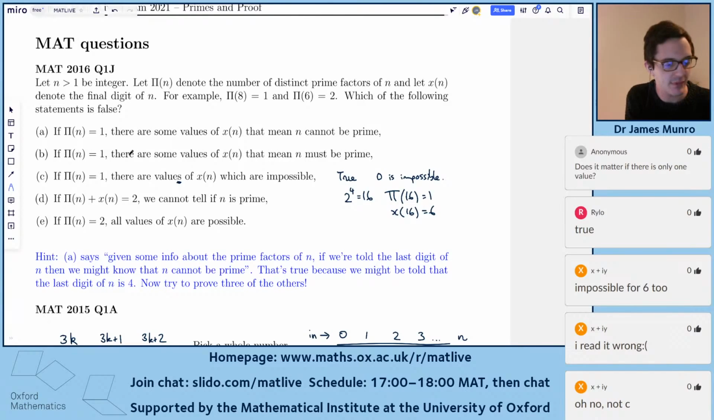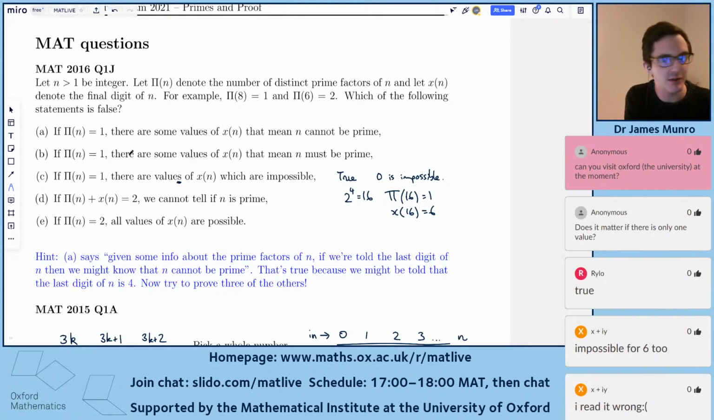Good. Okay. What else did I miss earlier? Let's have a look. I've got 3 more things. I've got Adam's question about cosines. Gap years. Oh, can you visit Oxford, the university, at the moment? Sorry if you asked this like 20 minutes ago. Actually 15 minutes ago. Sorry.